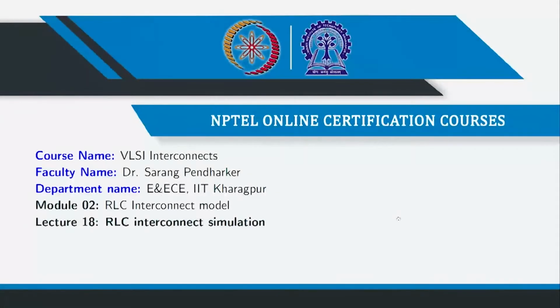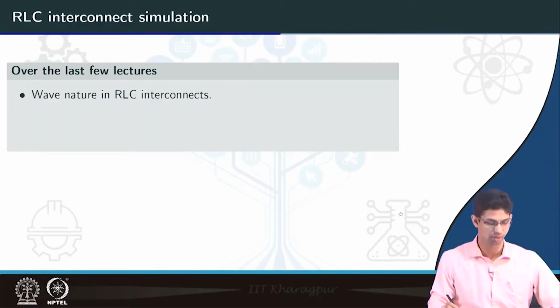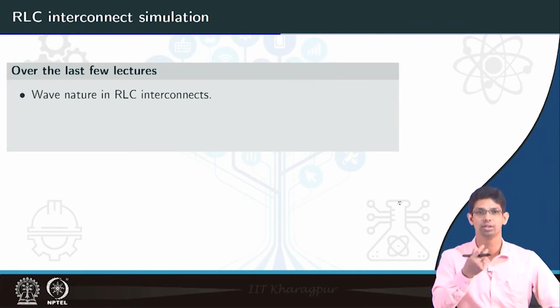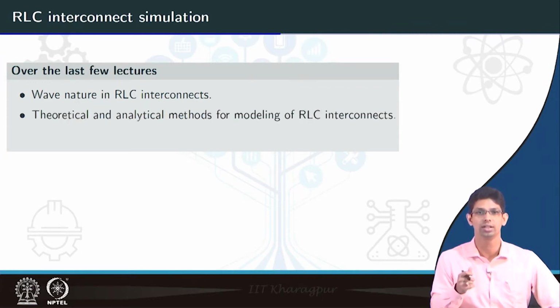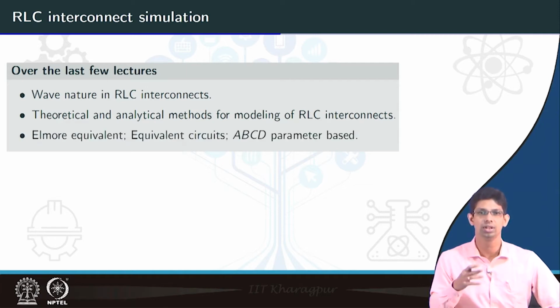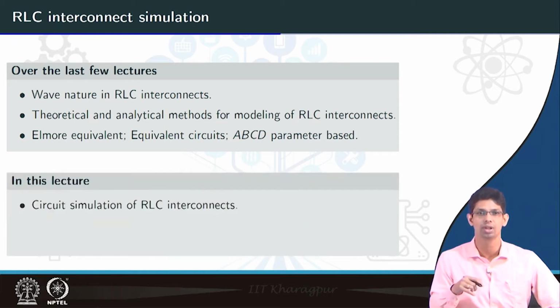Hello everyone, welcome to the 18th lecture of the VLSI Interconnects course. Today we will be doing RLC interconnect simulations. Over the last few lectures we have seen that the voltage propagates with a wave nature in an RLC interconnect. We have done detailed theoretical analysis and discussed many analytical methods of modeling these RLC interconnects. We have seen Elmore equivalent models, equivalent circuits, ABCD parameter based methods. In this lecture, we will be discussing the circuit simulation of RLC interconnect.